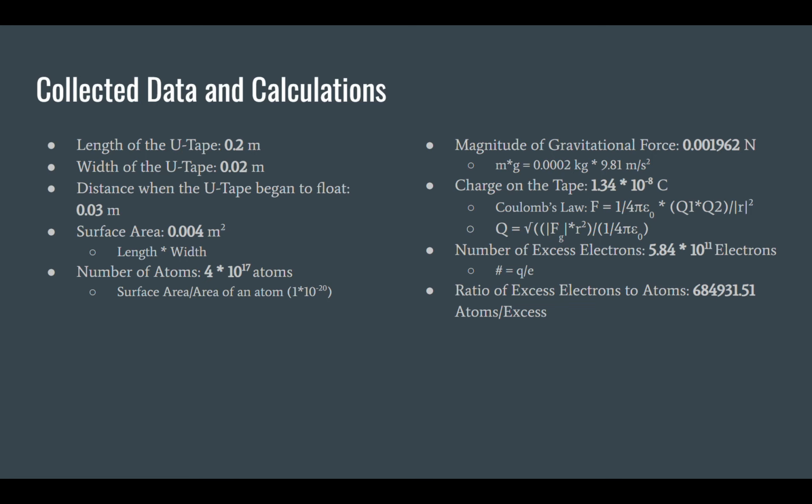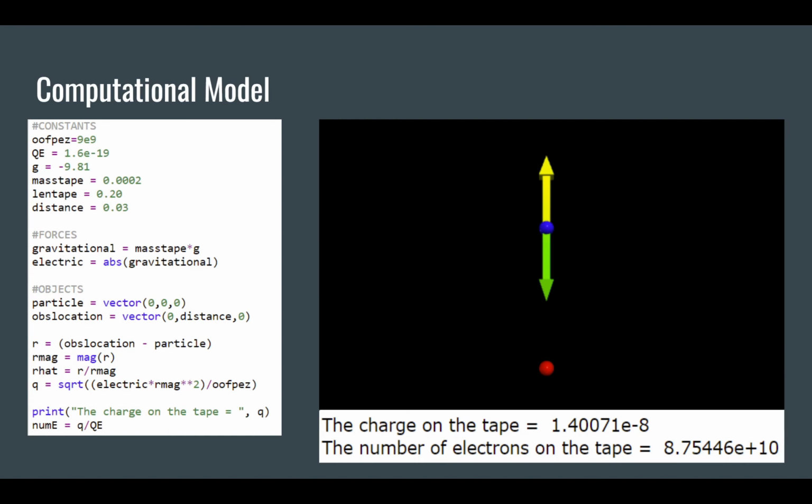Using Coulomb's law, I was able to calculate the charge of the tape, which was 1.34 × 10^-8 coulombs, the number of excess electrons, and the ratio of excess electrons to atoms, all of which are shown on the screen. Afterwards, I was able to create a computational model that reflected my real-life conditions.